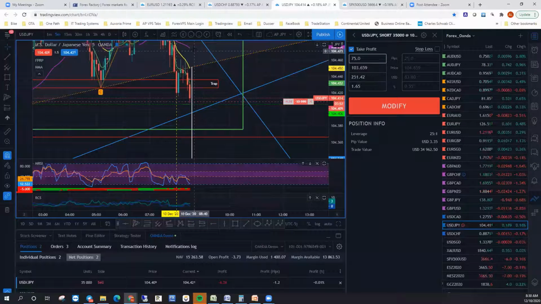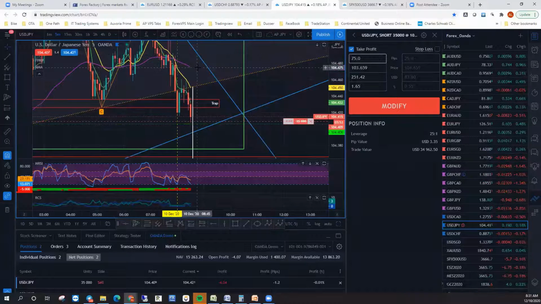I would say, well, if we use the 15 minutes 62 as a trend following device, 104.47, so I'll put a stop at 104.47. That'll give us 6 pips. Okay, we can work with that.